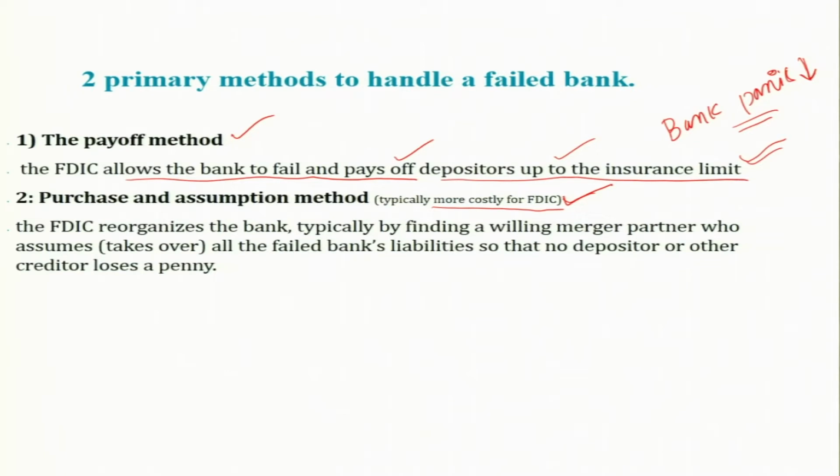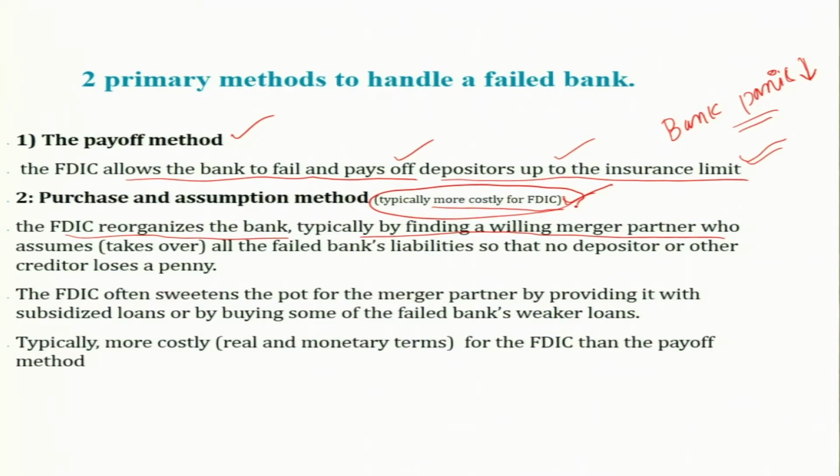Suppose one bank is about to fail. Then the FDIC reorganizes the bank, typically by finding a willing merger partner who takes over all the failed bank's liabilities, so that no depositor or other creditor loses a penny. However, this is typically more costly for the FDIC.